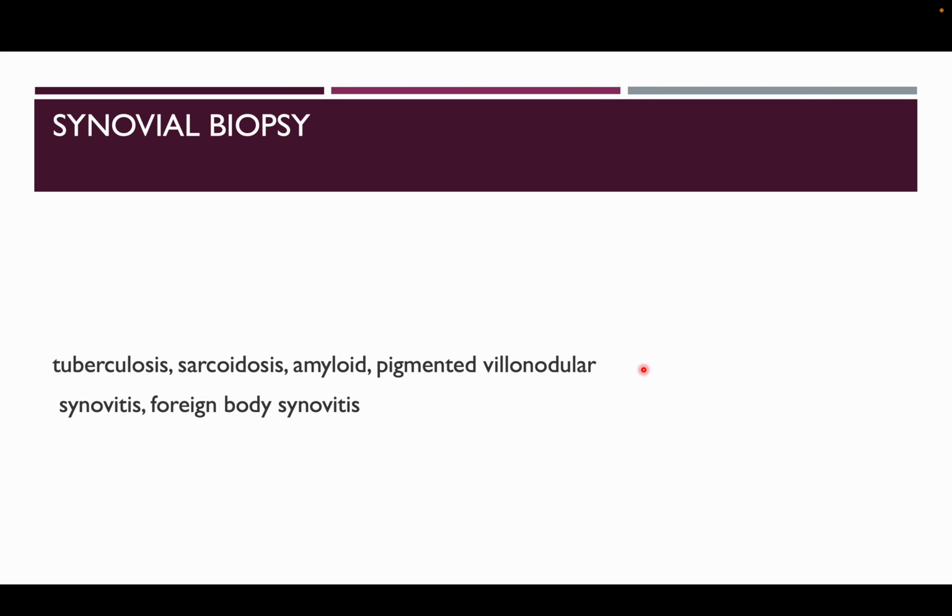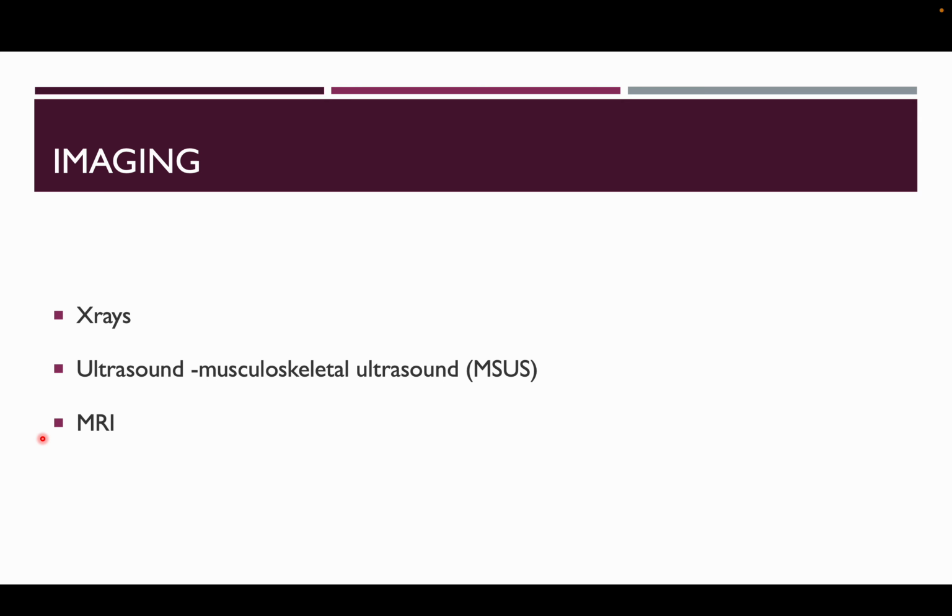Synovial biopsy, especially in the case of tuberculosis, sarcoidosis, amyloidosis, and pigmented villonodular synovitis, where there is a recurrent hemorrhagic effusion of joints. So these all require synovial biopsy. TB for diagnosis, sarcoidosis for diagnosis, amyloidosis for diagnosis, PVNS, pigmented villonodular synovitis. These all require synovial biopsy for diagnosis. Imaging: X-ray and ultrasound can be done, especially in the case of gout and rheumatoid arthritis.